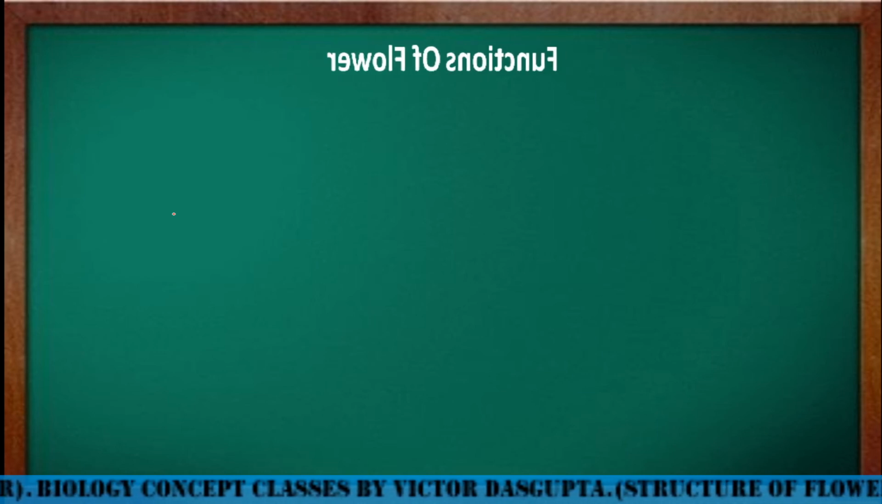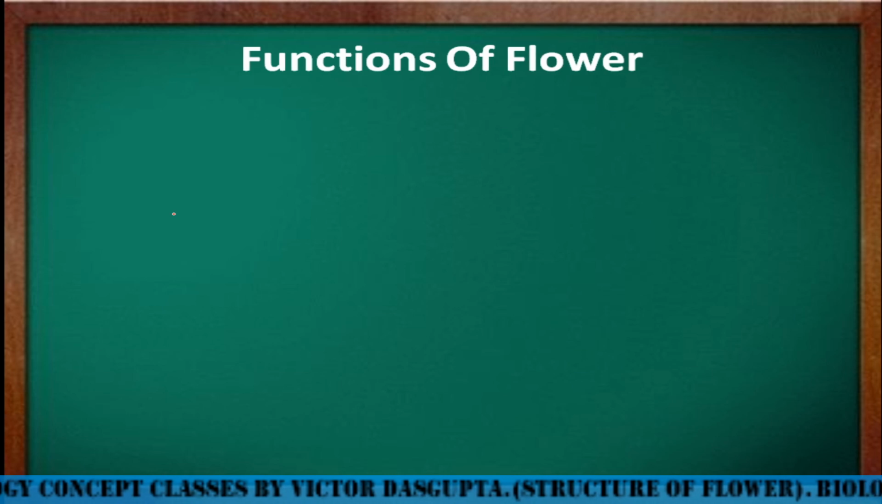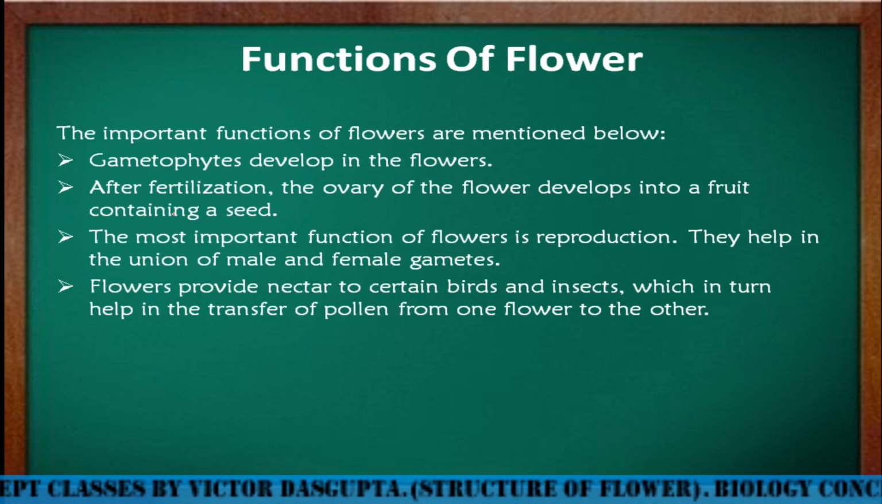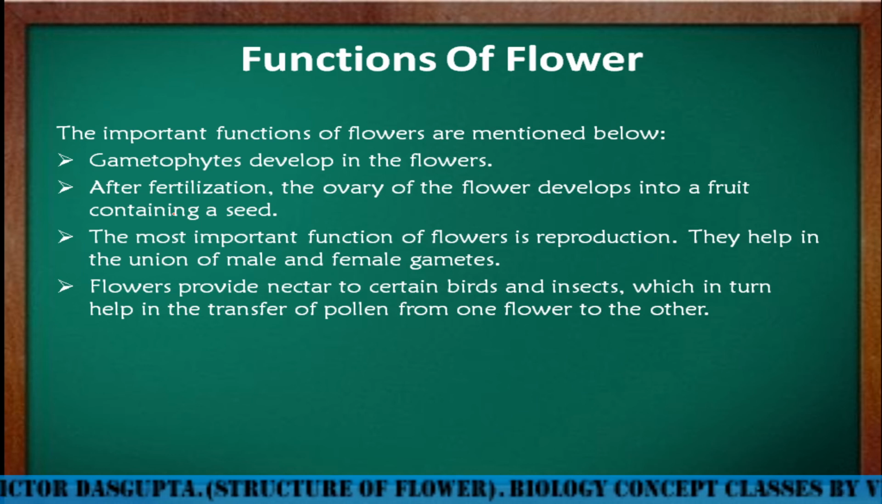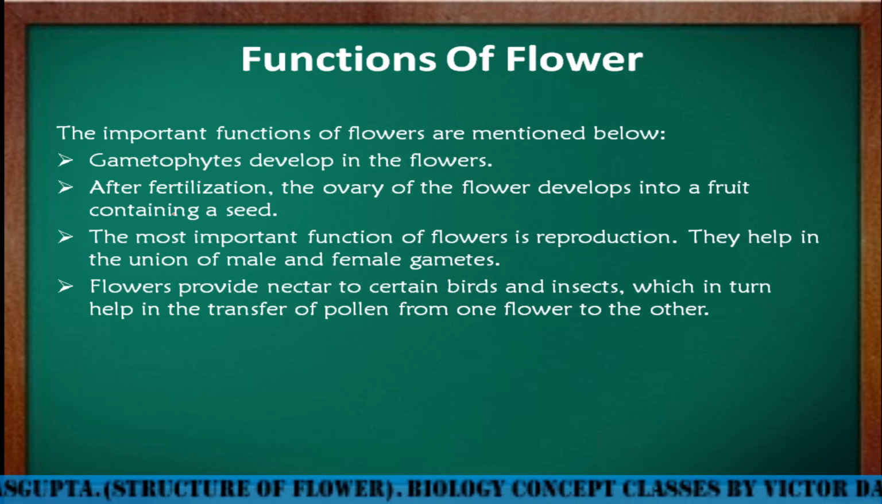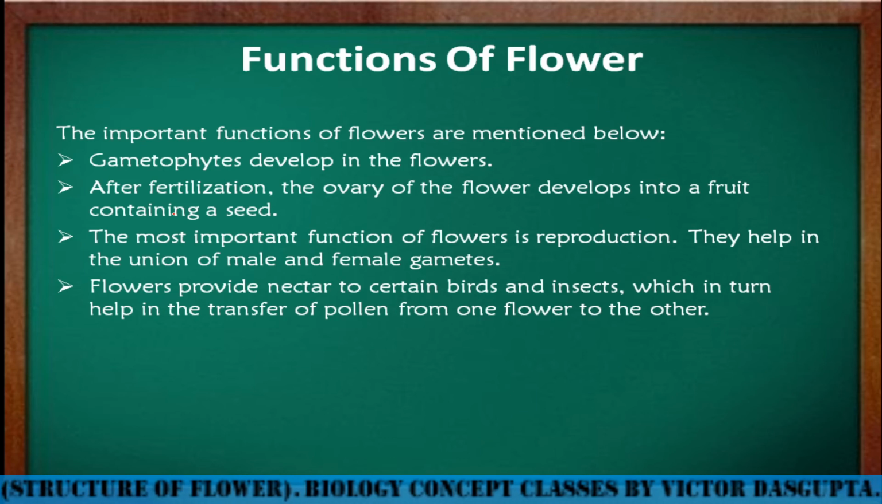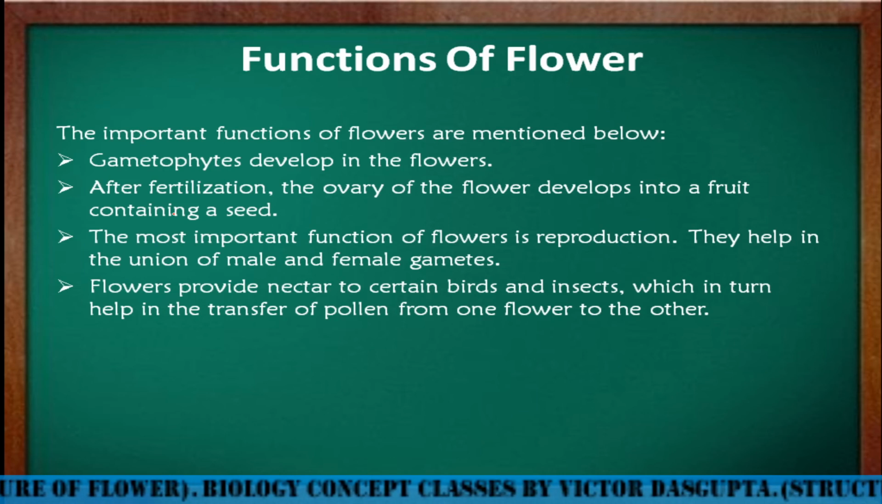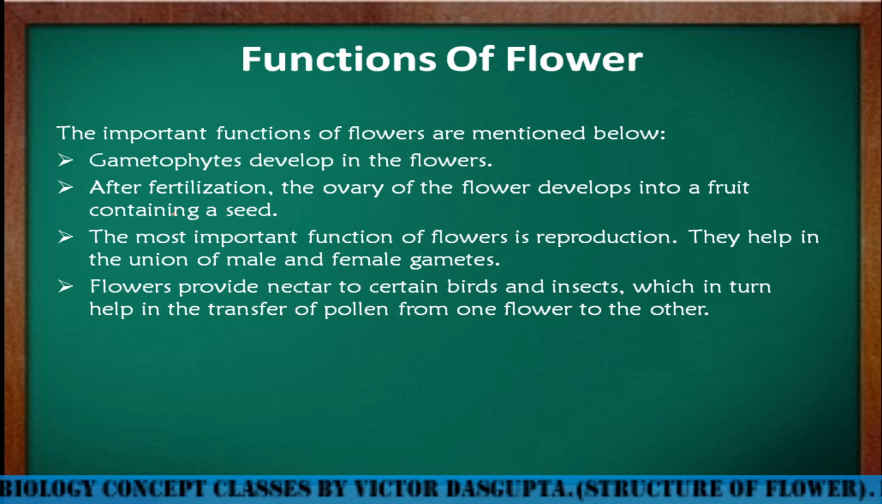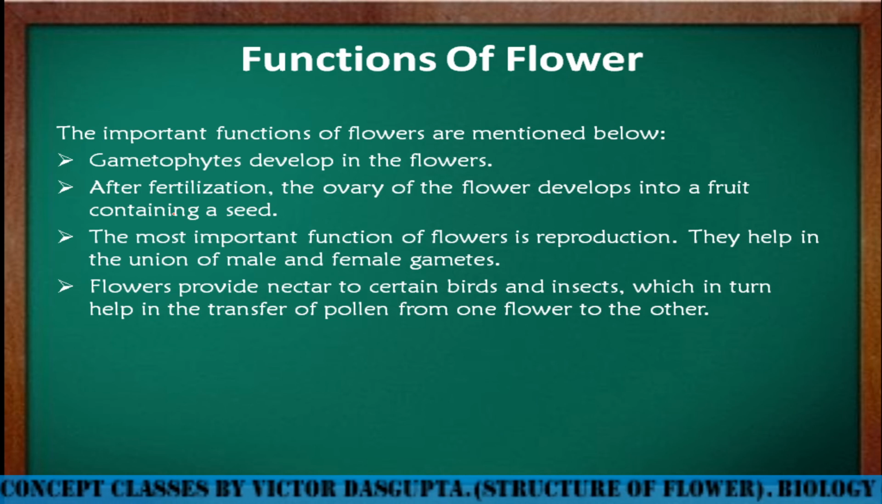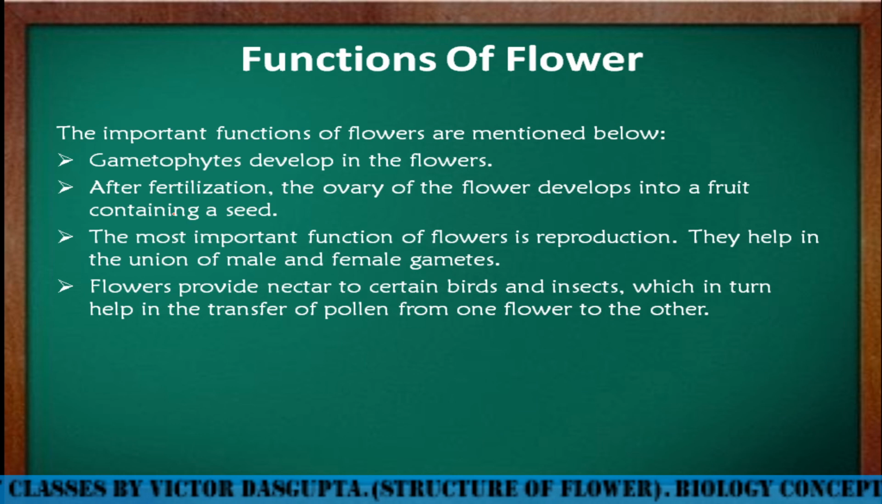Now we will see some important functions of the flower. The first one is that the gametophyte develops in the flower. Gametophyte means the haploid generation of the plant. As we know, plants show alternation of generations. After fertilization, the ovary of the flower develops into fruit containing the seed. As I told you, the ovary will become the fruit, and the ovule will become the seed.